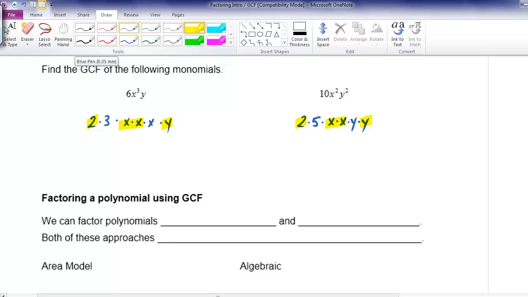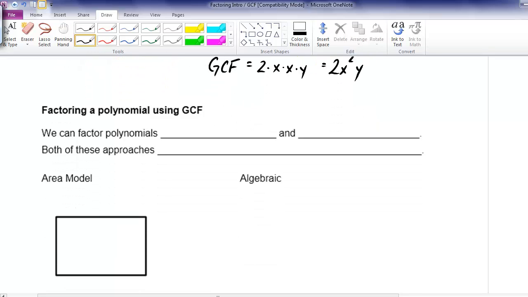So just as with 56 and 96, we can say the greatest common factor, the biggest thing that these have in common, is they have a 2, they have an x times x, and they have a y. So the greatest common factor between these two monomials is 2x squared y. Similar to numbers.